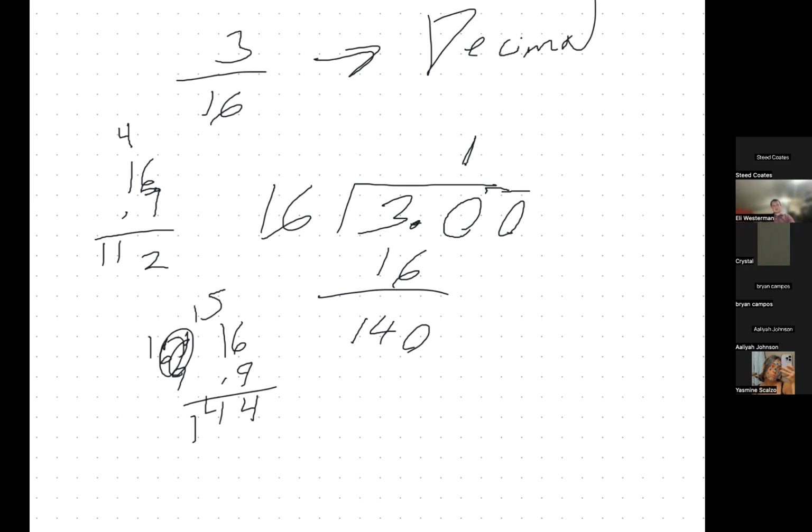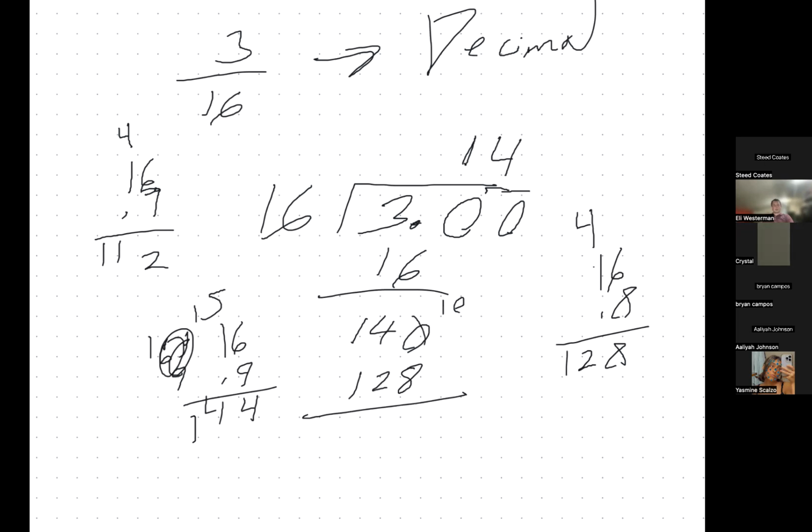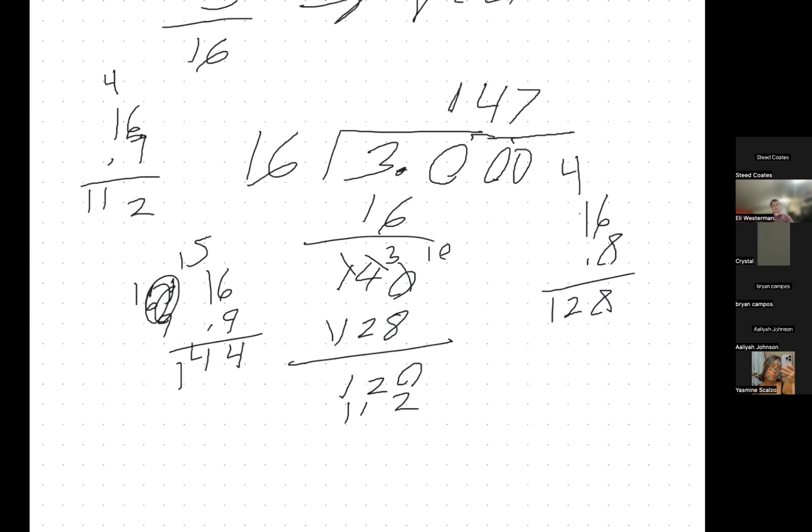So it's going to be 8. 16 times 8: 6 times 8 is 48, bring the 4 over, 8 times 1 plus 4 is 12, so 128. So we can put a 4 here, 128. Then we have 12 left over. Let's put a 0 here. How many times does 16 go into 120? It goes 7 times, so we put 112 here. We found that out earlier. 120 minus 112 is 8, and then we just have 8 left over.